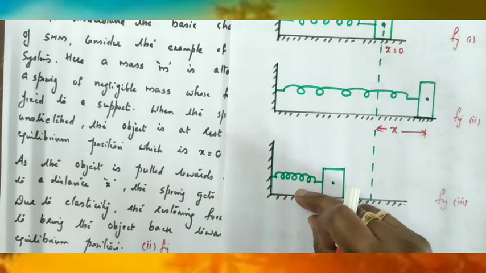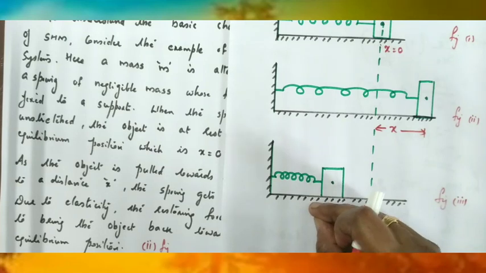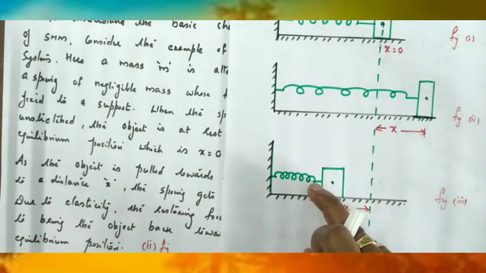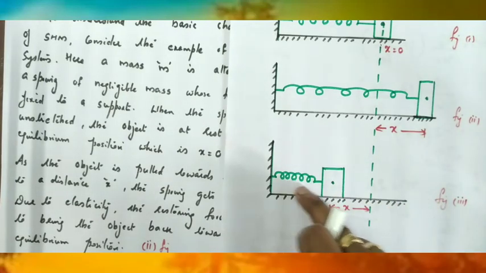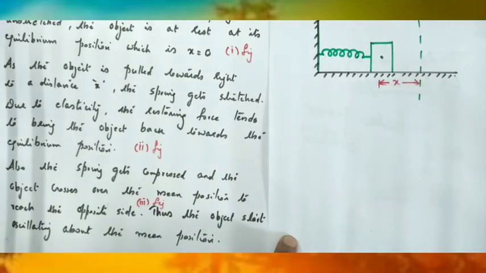If the spring gets compressed, it produces a displacement in which direction? In the negative x direction. And again it comes back to the initial position and the process goes on. So the spring exhibits an oscillation. Also the spring gets compressed and the object crosses the mean position to reach the opposite side. Thus the object starts oscillating about the mean position. So hence we can say that the spring exhibits an oscillation.